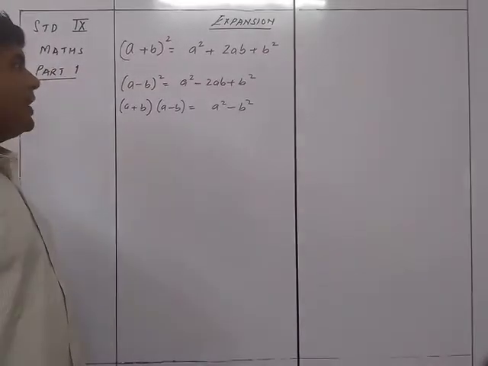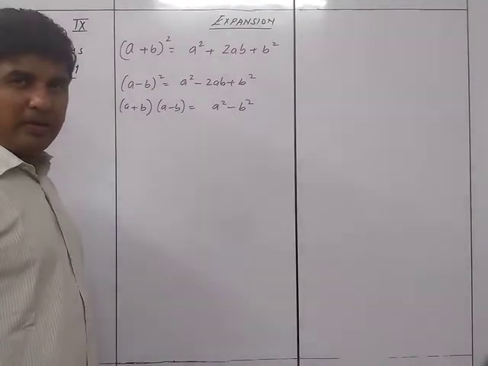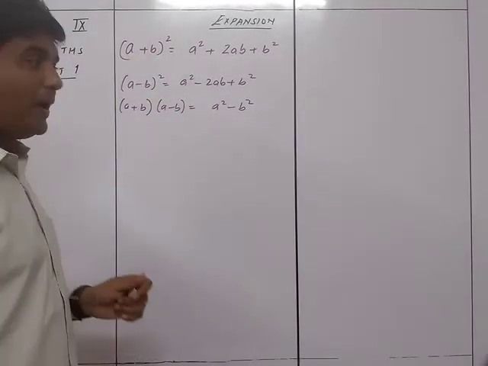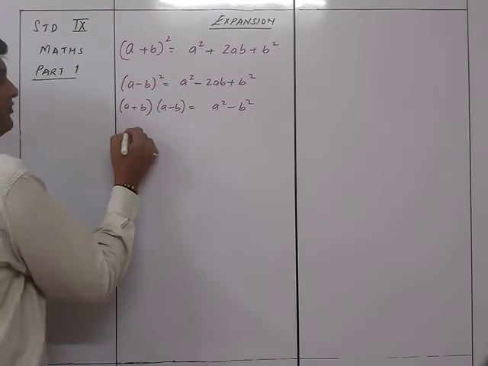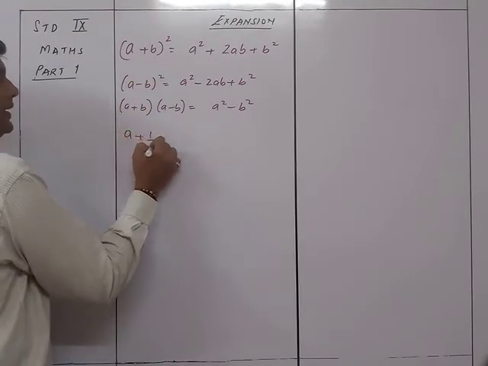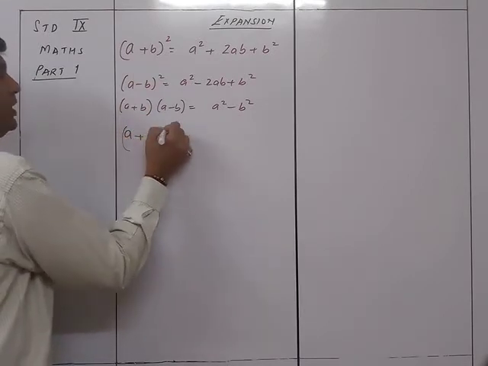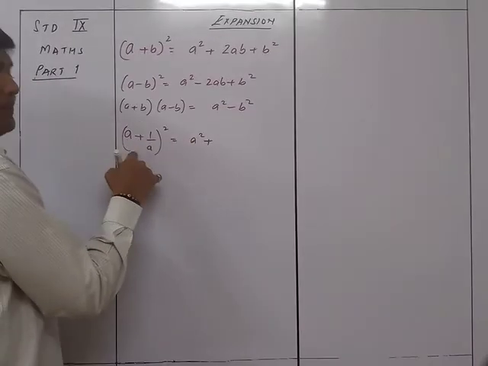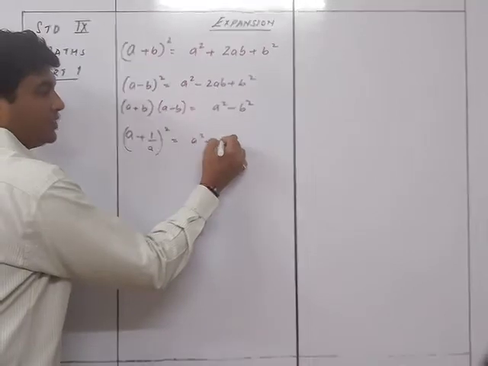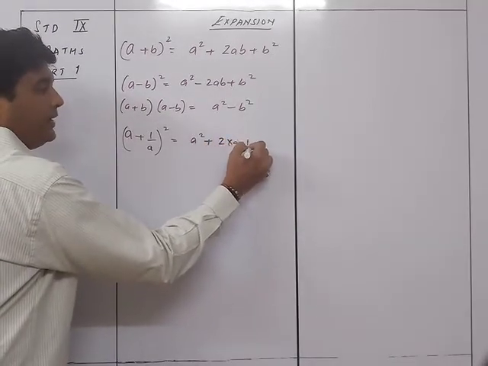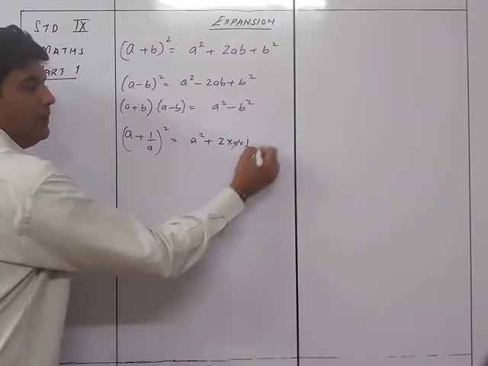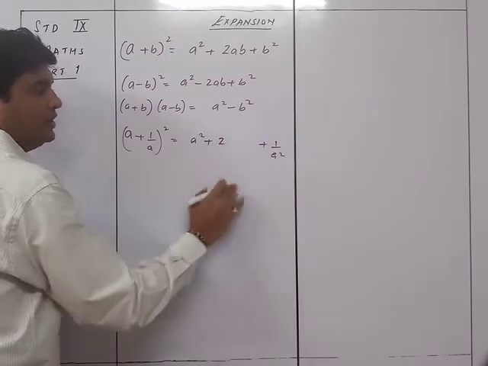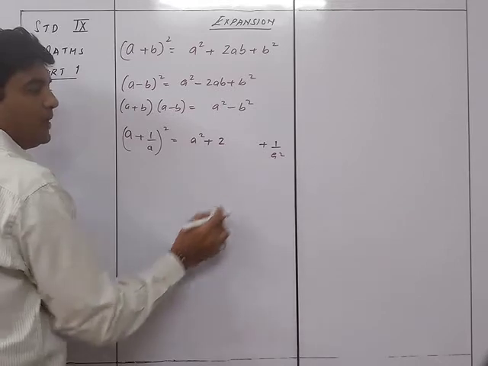Now the only thing we are doing is just elaborating these a bit. Meaning, what are we doing? Instead of b, we are saying 1 upon a. So the same formula, if I am writing as a plus 1 upon a the whole square, automatically becomes a square plus 2 into 1 upon a. It is like 2 into a into 1 upon a, so a gets cancelled, plus 1 upon a square. So you are just going to write it as a square plus 2 plus 1 upon a square.